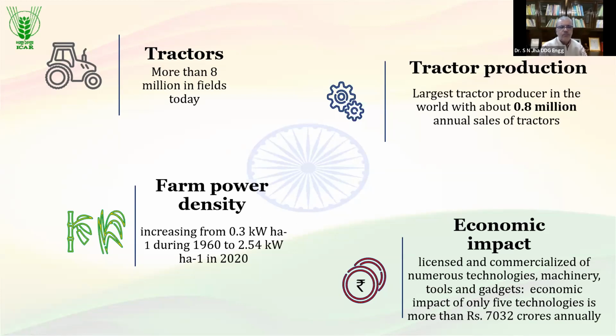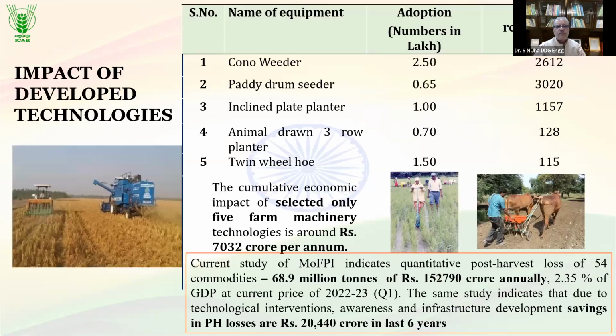So actual research picked up in 1976 and onward, we can see. So the farm power is now 2.54. And on economic impact, we see only 5 technologies, which I have put here. Rupees 7,032 crores annually have been computed by our NIAP Institute.